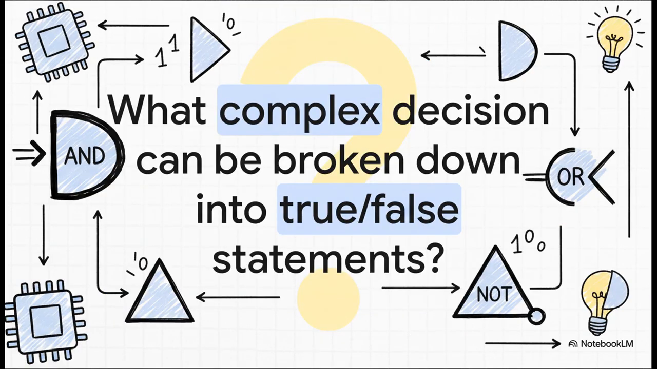And that brings us to the end. So now that you know the fundamental rules of logic, here's a final thought to leave you with. What's a really complex decision in your own life that you could, if you tried, break down into a series of simple, connected, true or false statements? Turns out the code behind our thinking is something we can all learn to read.